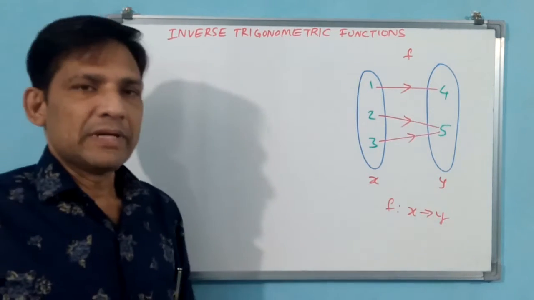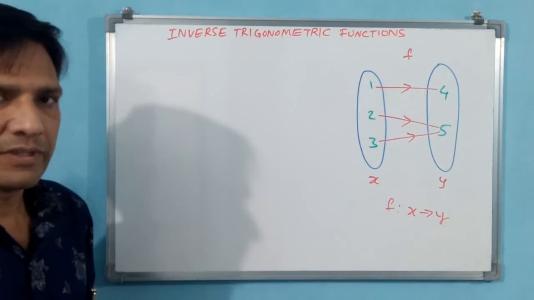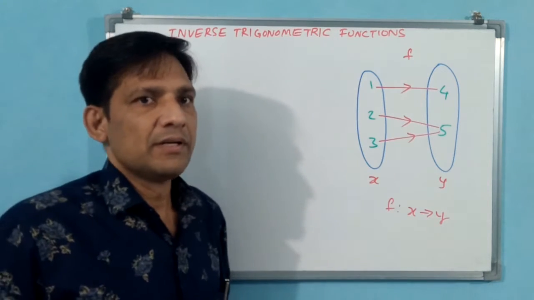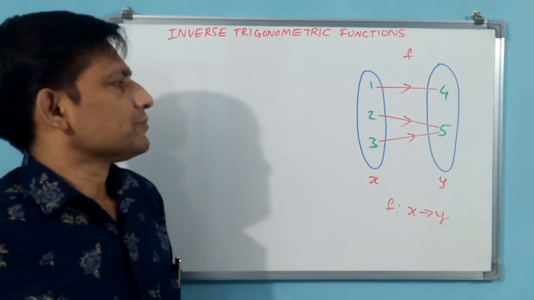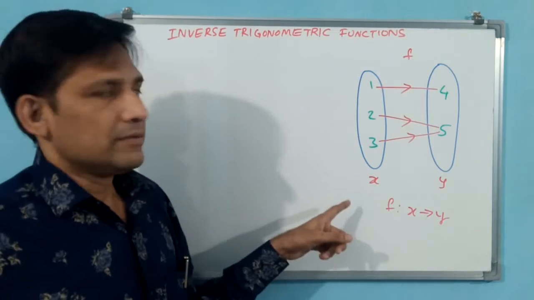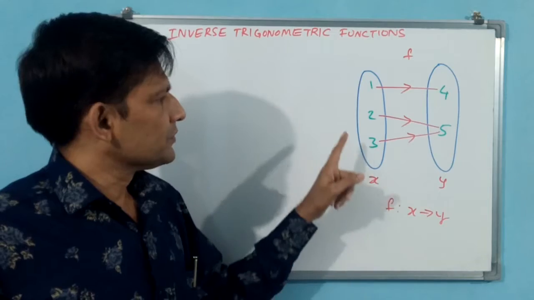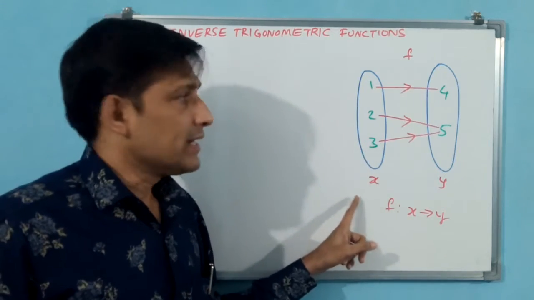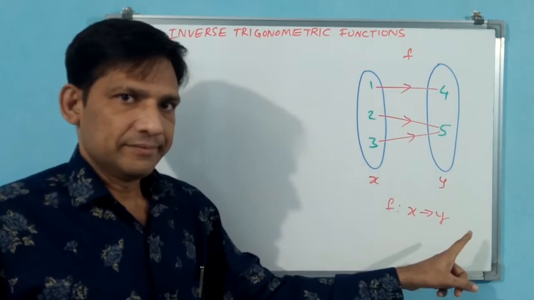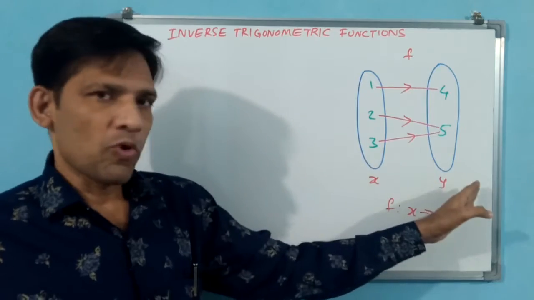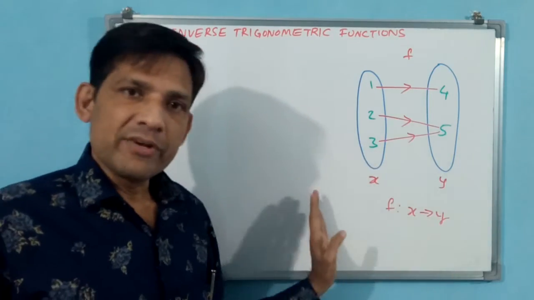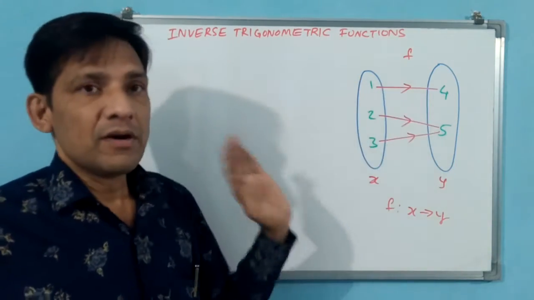Why has it become a function? What is the definition of a function? First of all, let us understand the terminology. This is called the domain, this is called the codomain. Okay, domain, codomain. A relation between domain and codomain is a function.